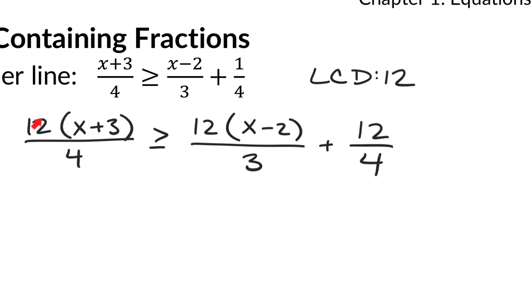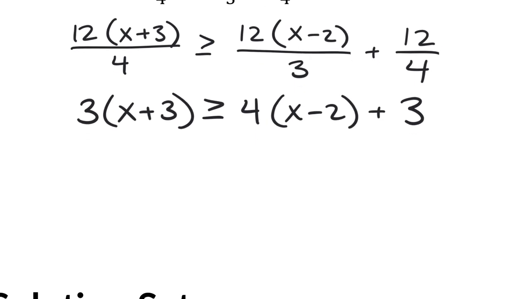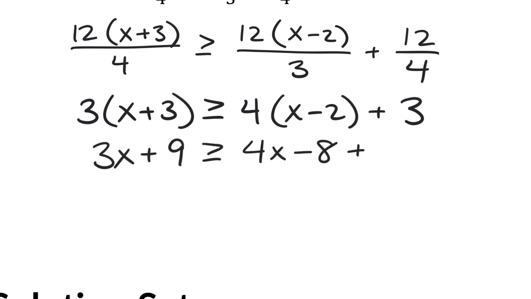What's 12 over 4? 3. So this is 3 times x plus 3, greater than or equal to, what's 12 divided by 3? 4. So that's 4 times x minus 2. And then 12 divided by 4, we've already said, is 3. Look at that, no more fractions. This gets way easier to handle when the fractions are gone. We can take over from here. We would distribute the 3. We would distribute the 4. We would combine like terms.